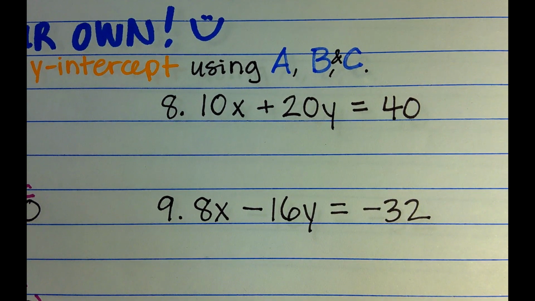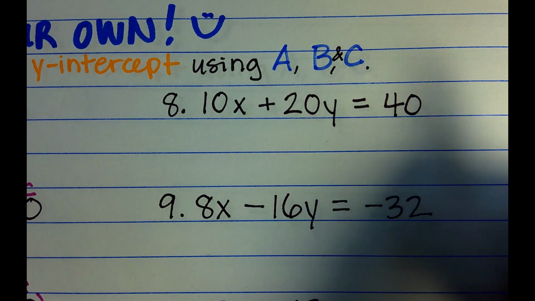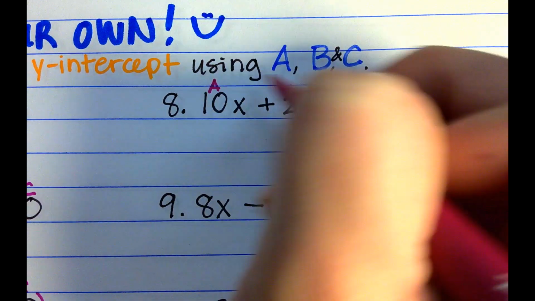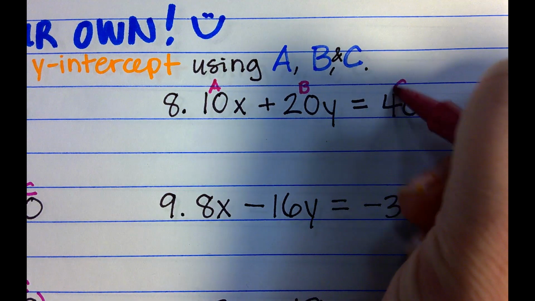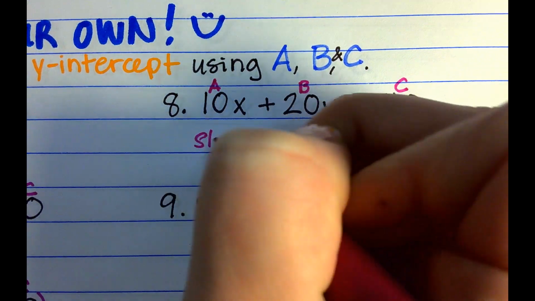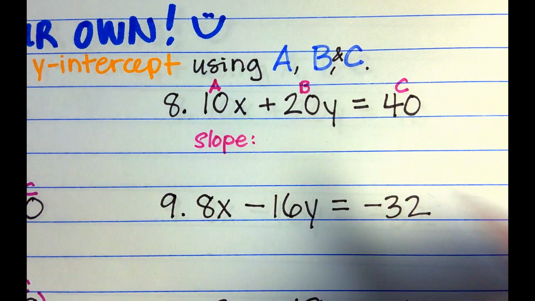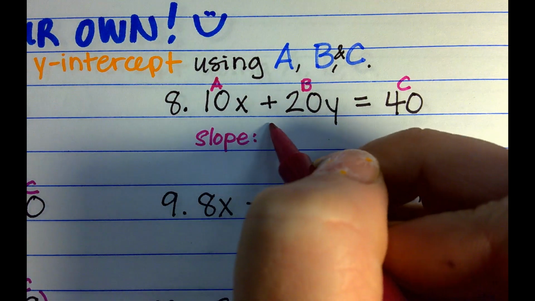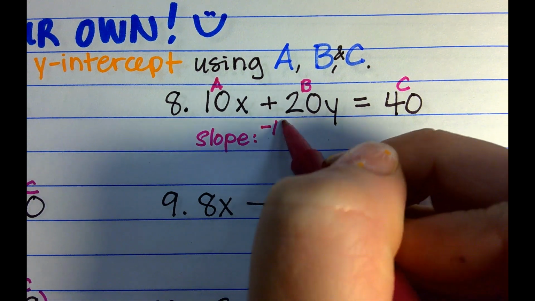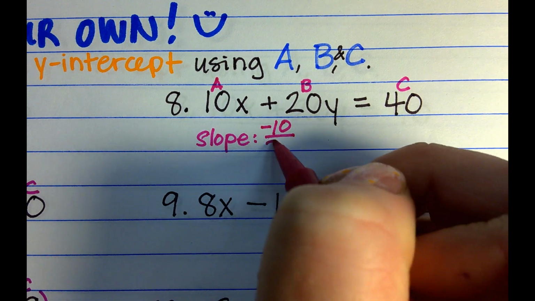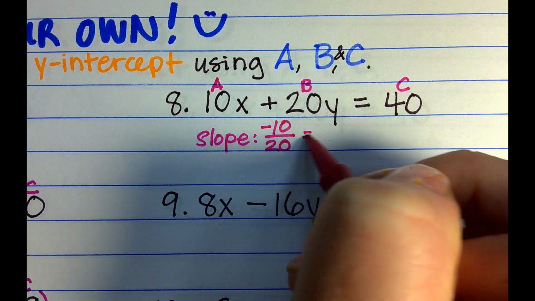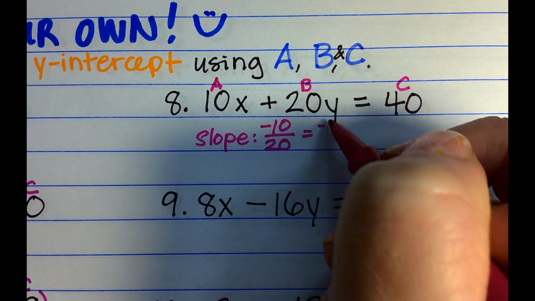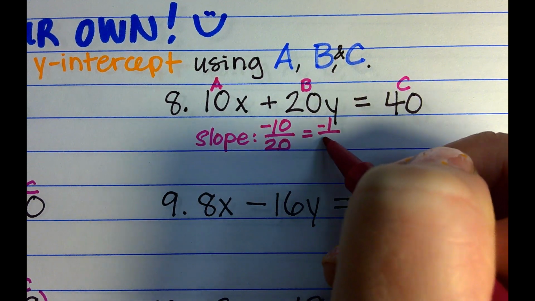Here is number 8. 10x plus 20y equals 40. What's A, B, C? 10, 20, 40. Good. A is 10, B is 20, C is 40. Find our slope. Negative A over B. So negative 10 over 20, simplified, negative 1 over 2. Good. Negative 1 over 2.